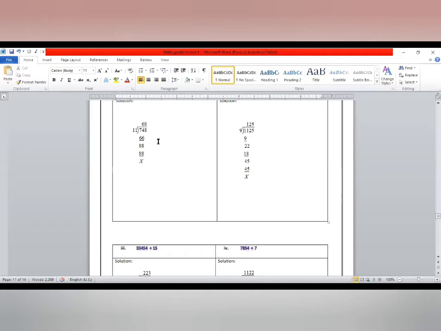68. Now dear student, this is the divisor, and this inside value we call the dividend. This is the quotient, and this one last value we call the remainder. Now we are in a question number 2.